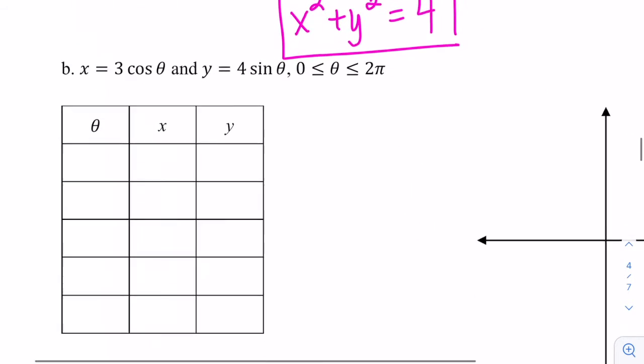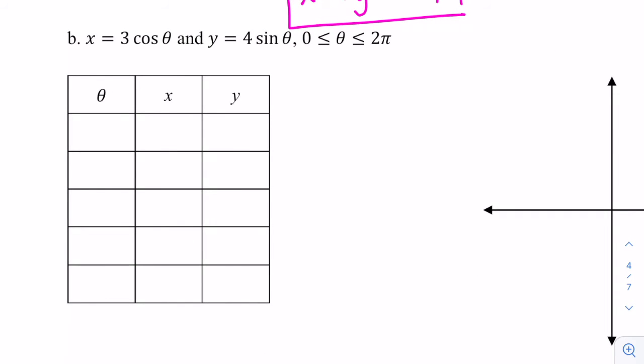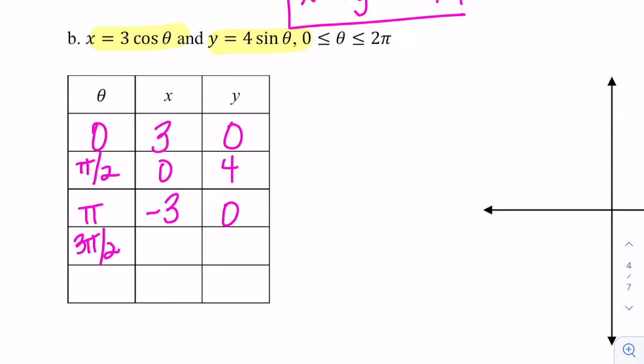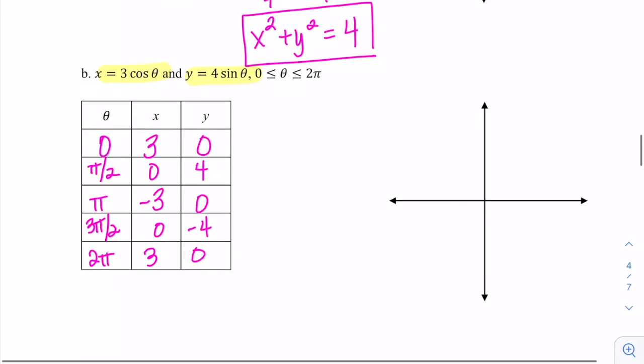Now let's try another one. So here we have x is going to be equal to 3 times cosine of theta, and y is equal to 4 times sine of theta. So if we plug in 0 for theta, we'll get 3 for x, 0 for y. Pi over 2, we'll get 0 for x, and 4 for y. When theta equals pi, we'll get negative 3 for x, 0 for y. At 3 pi over 2, we'll get 0 for x and negative 4 for y. And then back to 2 pi, we'll get 3 and 0. All right, let's sketch this one.